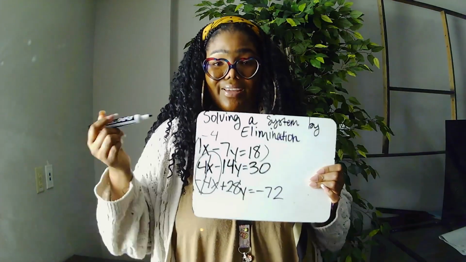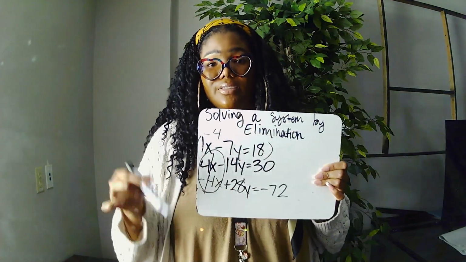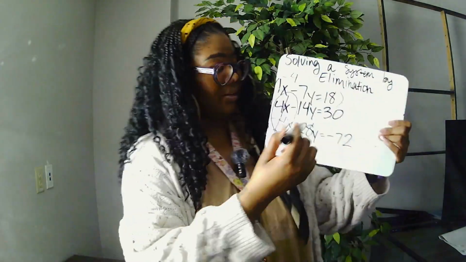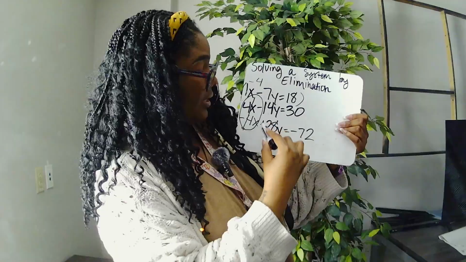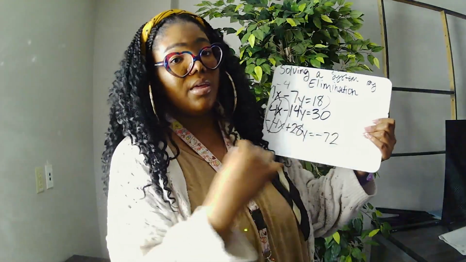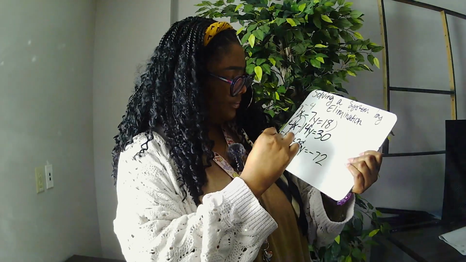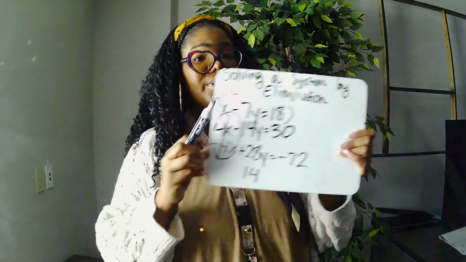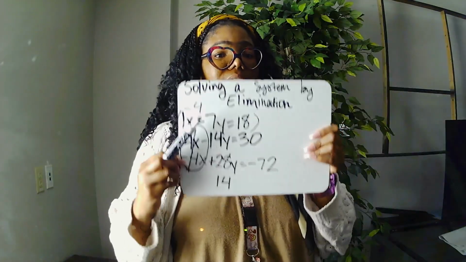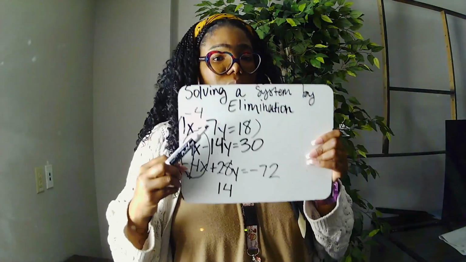And now I want to add or subtract the rest the way I see it, meaning that I see a negative 14 with a positive 28. That means I'm going to say negative 14 plus 28, which is going to give you a positive 14. And then don't forget to bring down the variable that's attached to it. The variable attached to it is the y.